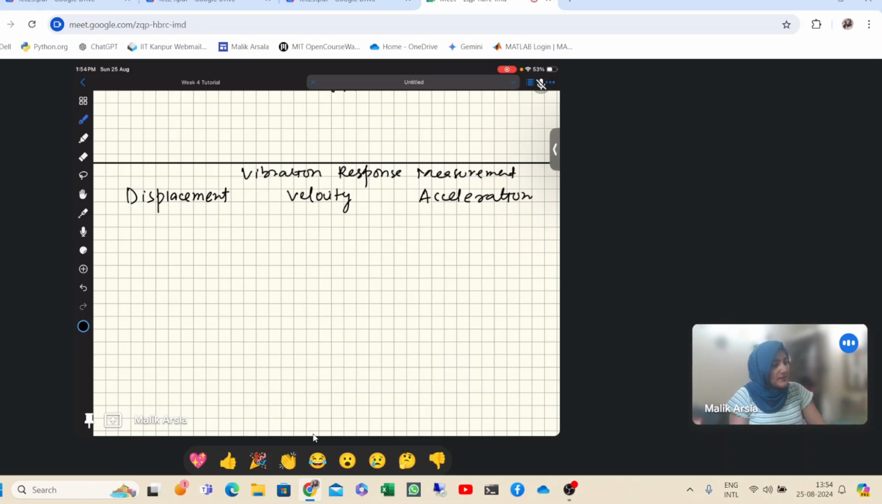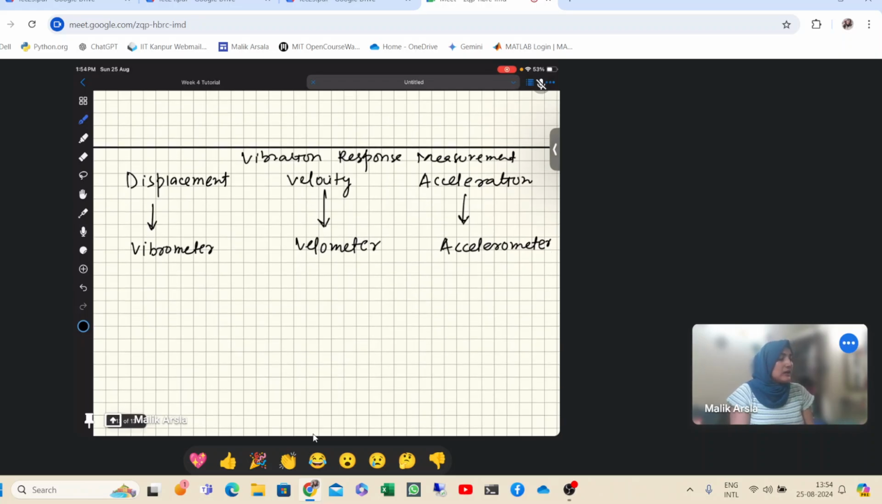Now for displacement we use the vibrometer, for velocity we use the velometer, and for acceleration we use the accelerometer. In all the three cases the working principle is almost the same. Just the operating range, the range of R in which we need to operate these, is different, and you must have studied the reason for it as well.